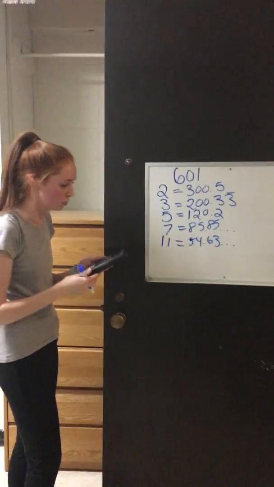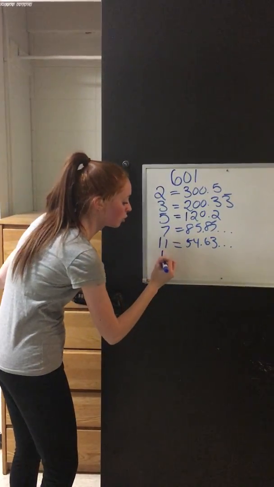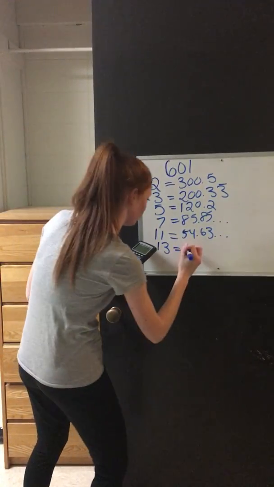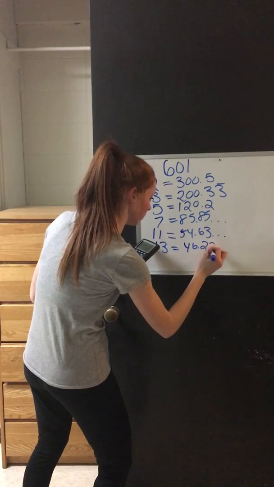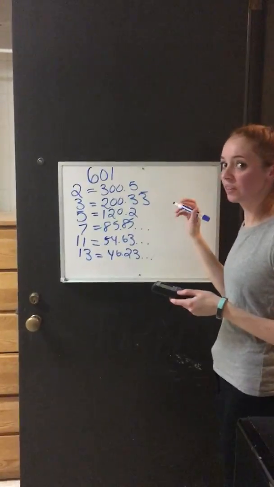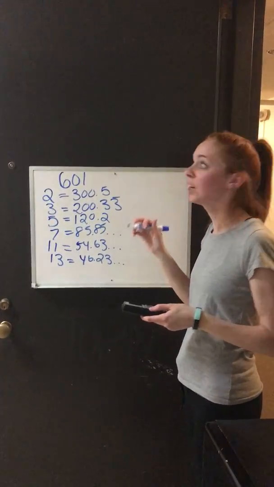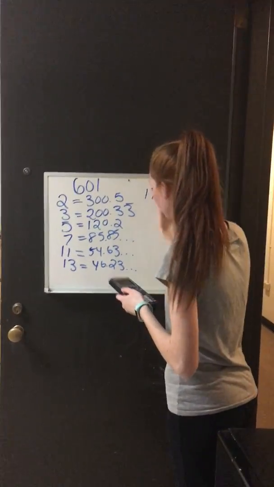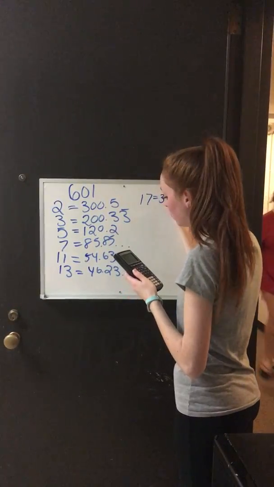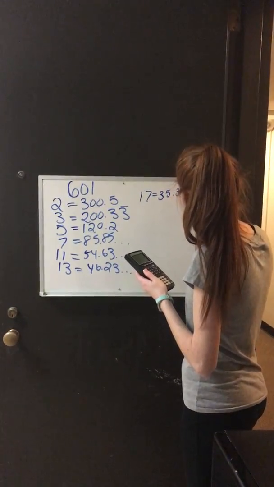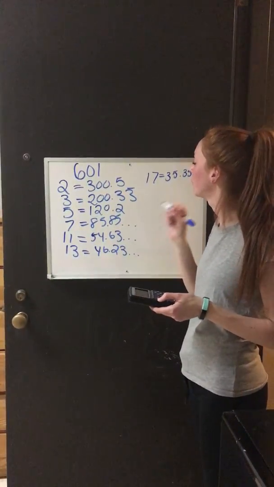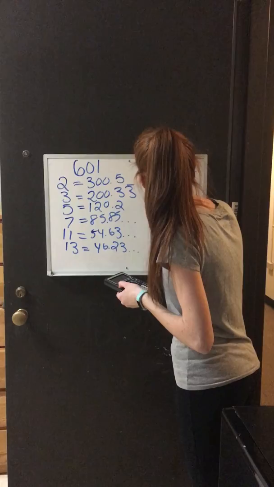And we get another decimal. We're going to skip 12, and we're going to go on to another prime number, 13. We get another decimal. We're going to skip 14, 15, and 16, and we're going to move on to 17. And we get this decimal. So we're going to move on to our next prime number. So we're going to skip 18, and we're going to move on to 19.